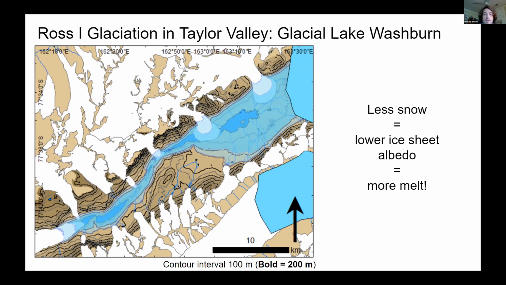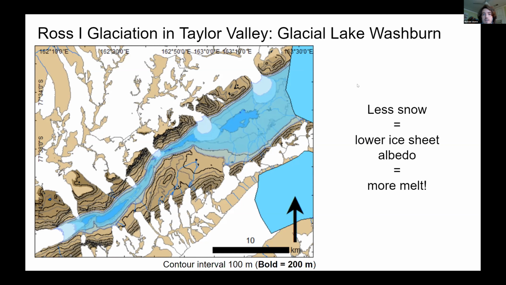There are chronologies established for Glacial Lake Washburn. However, they rely heavily on organic radiocarbon. And in an area where the radiocarbon reservoir effect is yet to be constrained, a need for alternate methods is apparent.